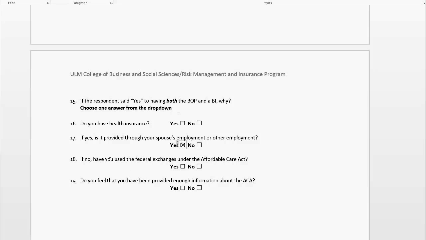If not, have you used the federal exchange under the Affordable Care Act? In other words, if you don't have insurance through your other employment or your spouse's employment, did you use the federal exchange? And do you feel that you have been provided enough information about the ACA?